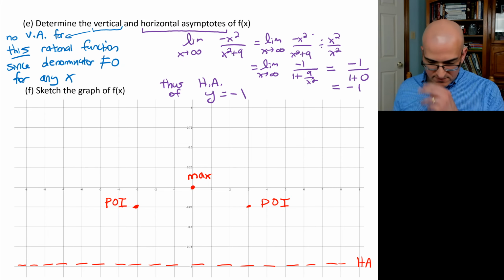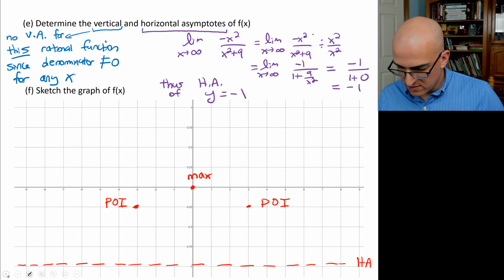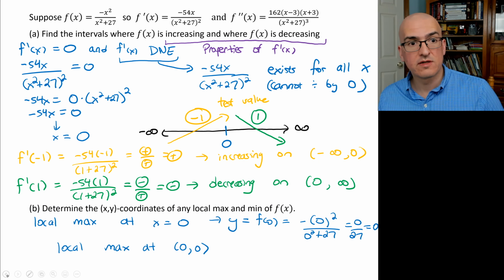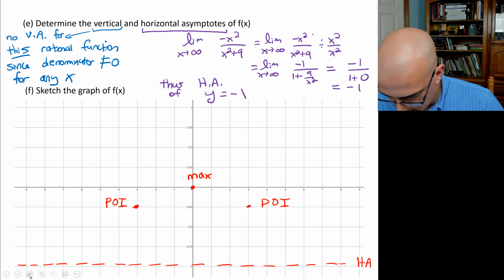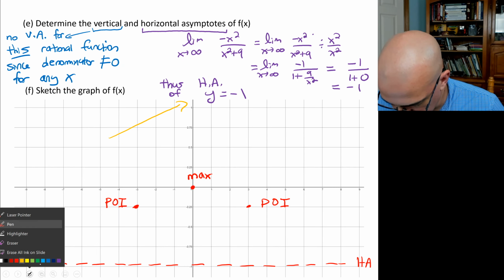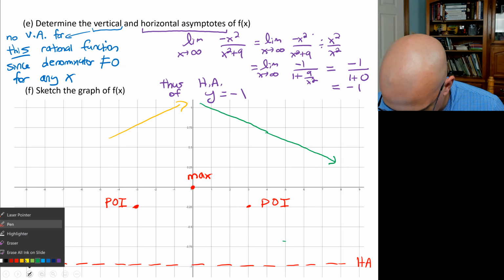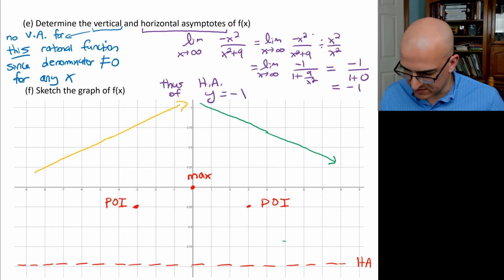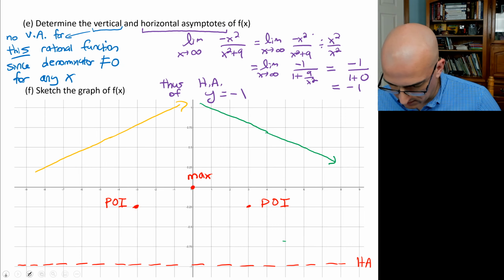Okay. Now we need to look at the increasing, decreasing information to see how to connect the dots. Our increasing, decreasing information is the function is increasing to 0 and then decreasing afterwards. So I'll put that in. We have increasing followed by decreasing. And that's forever, forever on either side.